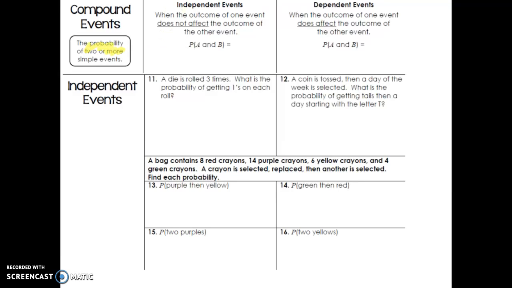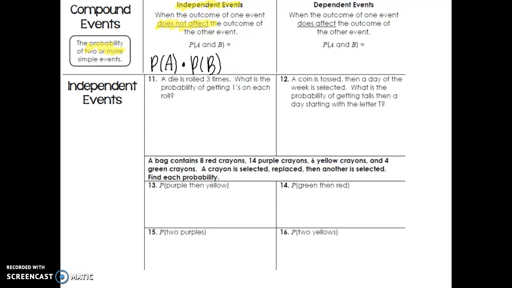The first type of event is called an independent event. And this is when the outcome of one event does not affect the outcome of the other event. And so the formula for that says the probability of A and B happening is the probability of A multiplied by the probability of B. And so this is kind of confusing. Let's put it into practice. It's a little bit simpler to see.